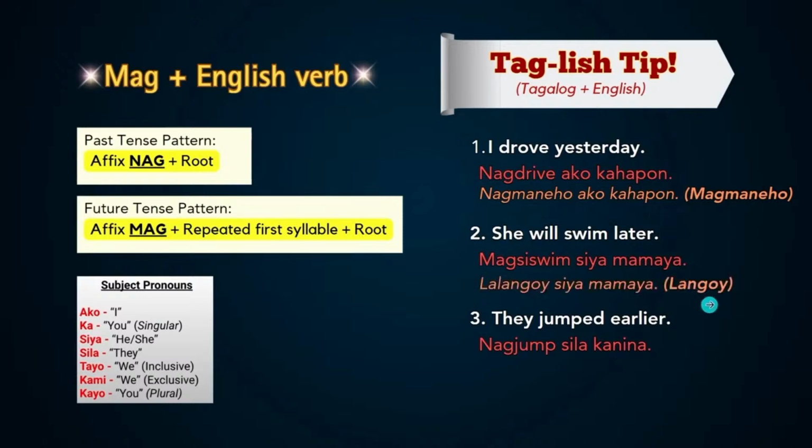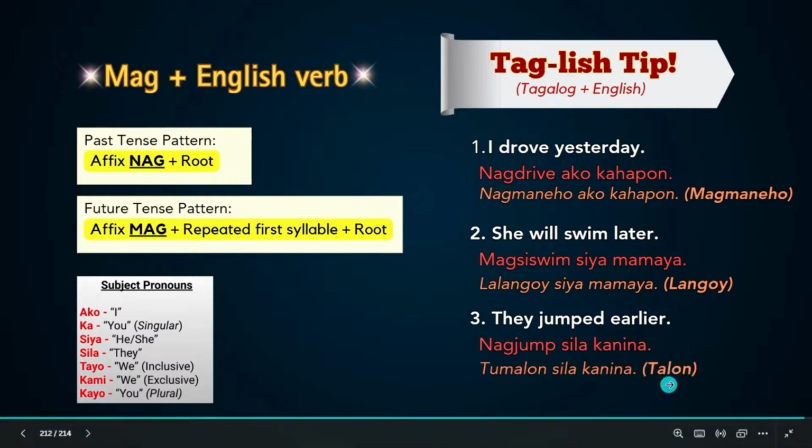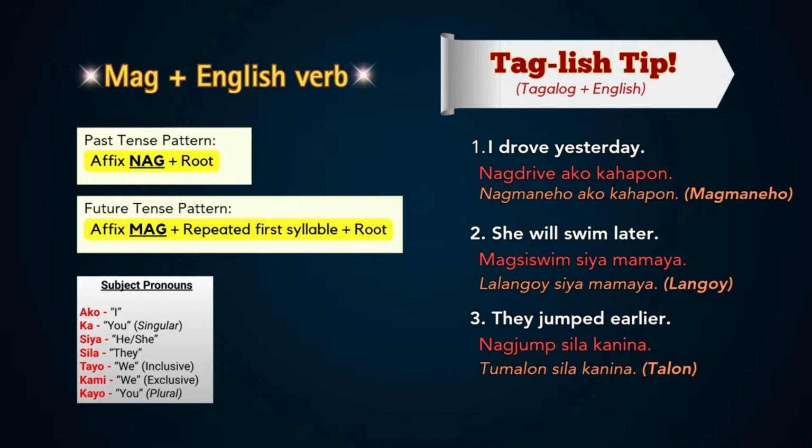To swim is langoy. So this would be lalangoy siya mamaya. Langoy is an um verb. So lalangoy siya mamaya. And then lastly, talon. Talon means to jump. So tumalon sila kanina. It's also an um verb.